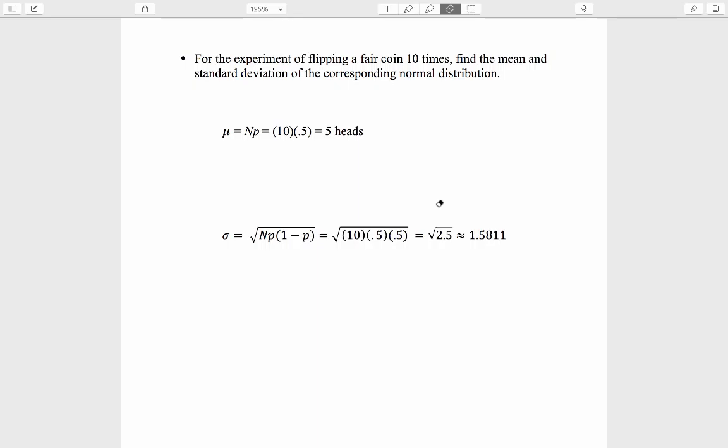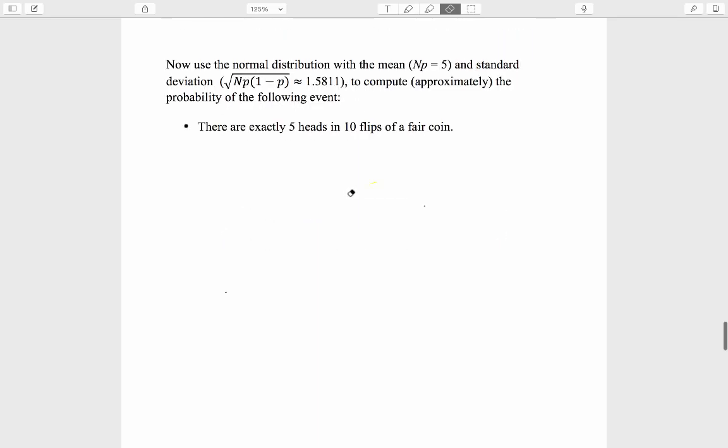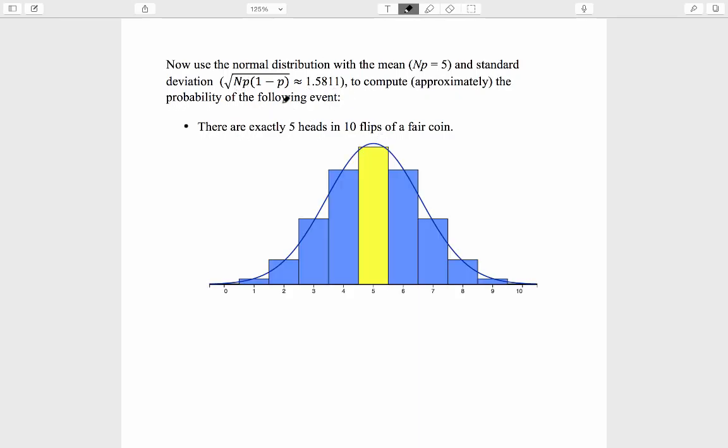That's nice. Now what do we do with it? Now use the normal distribution with the mean we just found, 5, and the standard deviation we just found, 1.5811, to compute approximately the probability of the following event. There are exactly 5 heads in 10 flips of a fair coin. Don't worry, you're not supposed to have already known how to do this. We're going to see how it works now.